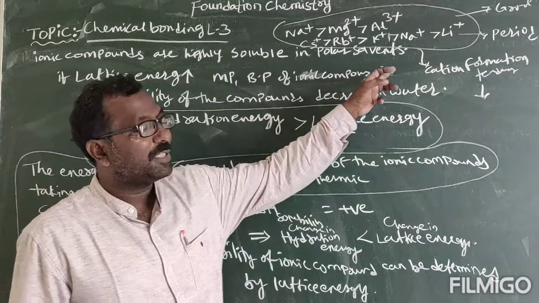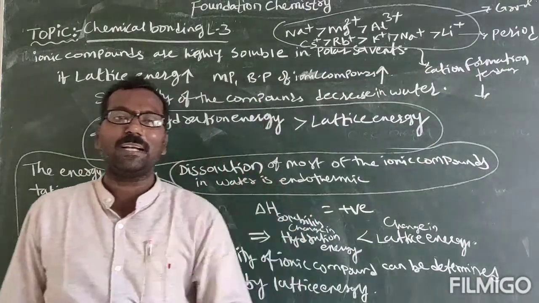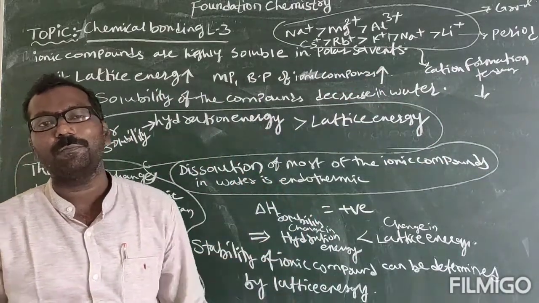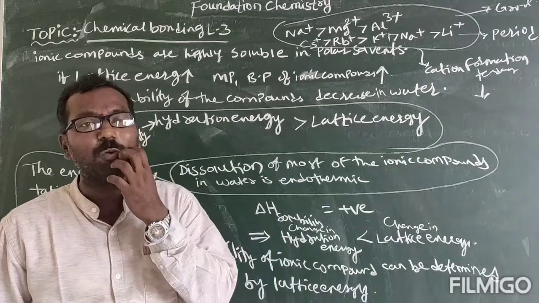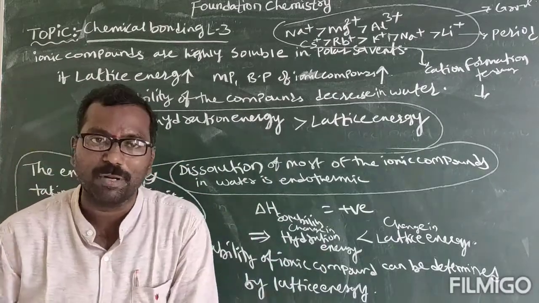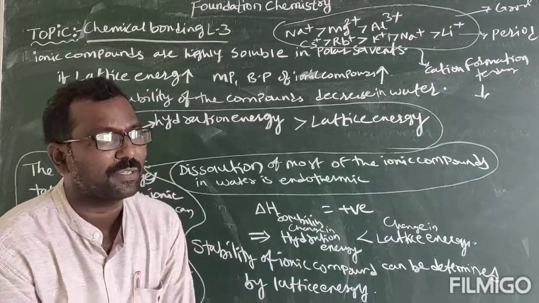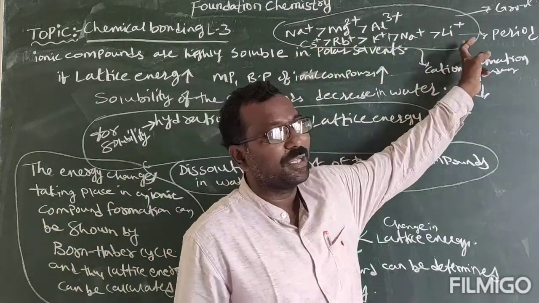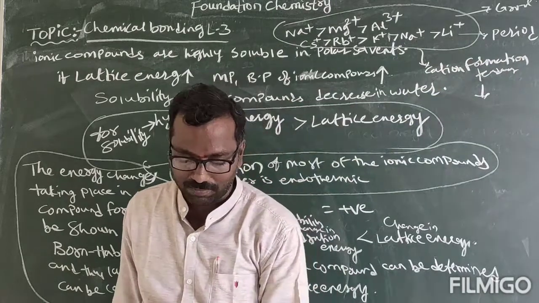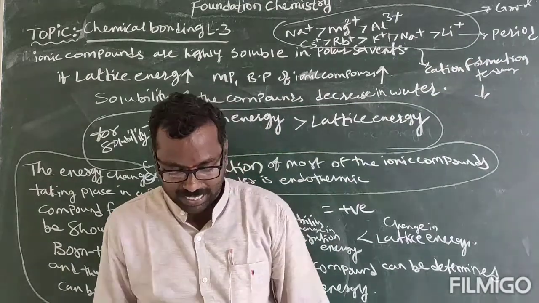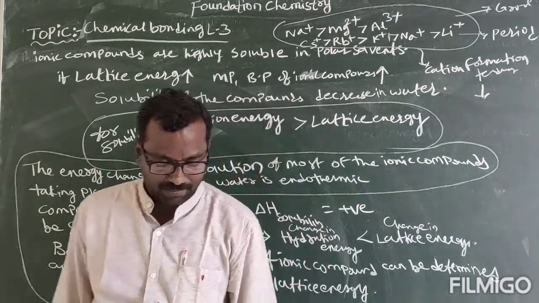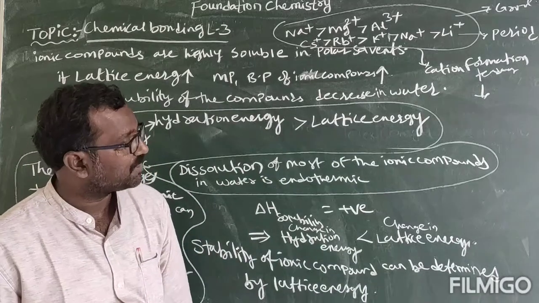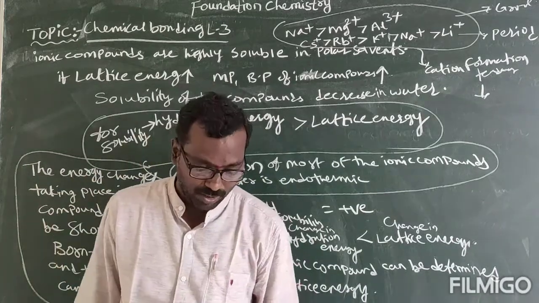In a group, the element which can lose an electron easily is the last element of that group. Cesium, rubidium, potassium, sodium and lithium. So this is the way we will have cation formation. In the same way, we will look into anion formation tendency also.